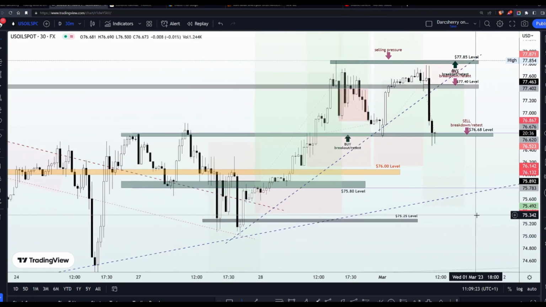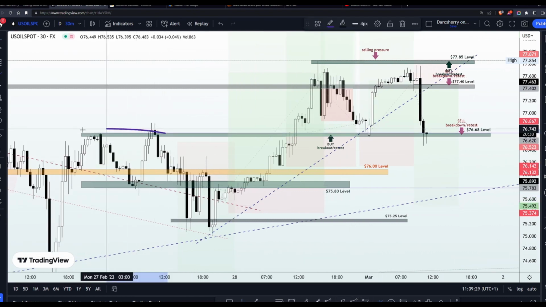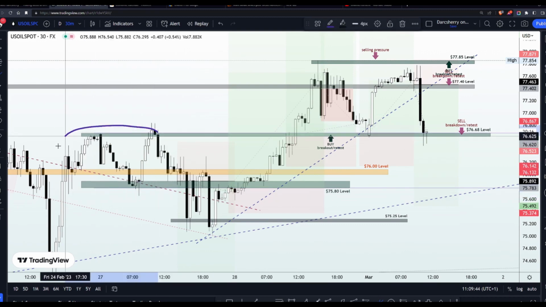So at the beginning of the month, we had the situation where price was consolidating between the $76.68 level, which we initially identified as the resistance level for the week, and a support level for the week at the $75.80 area. So there was a little consolidation in this market, which emphasized the indecision in the market at the beginning of the week.